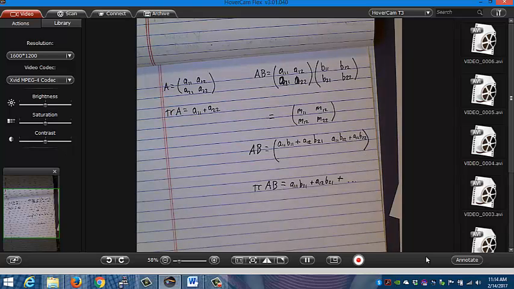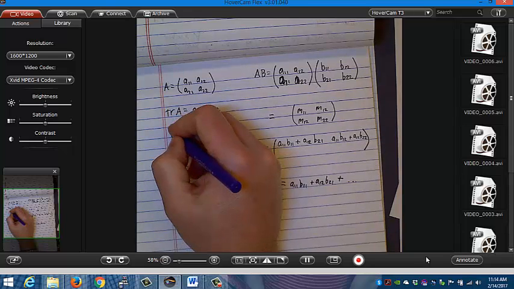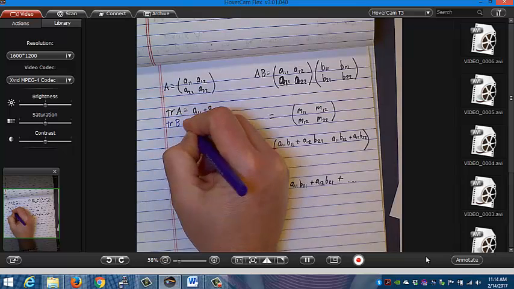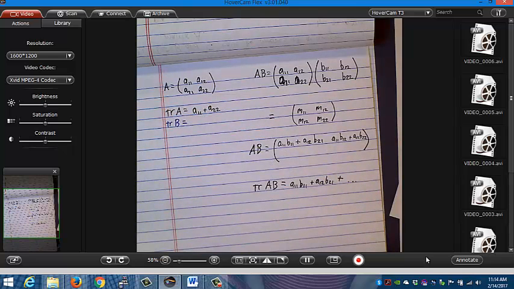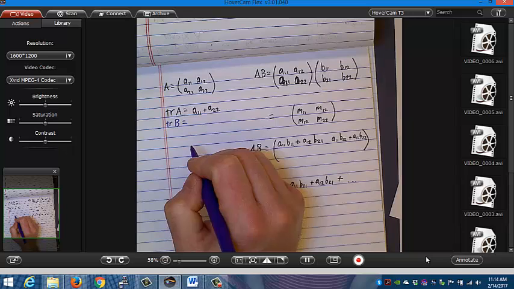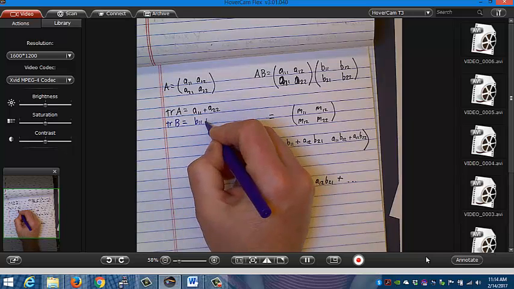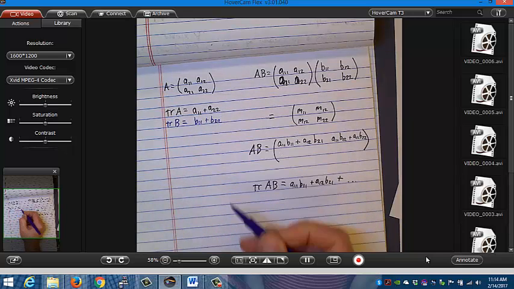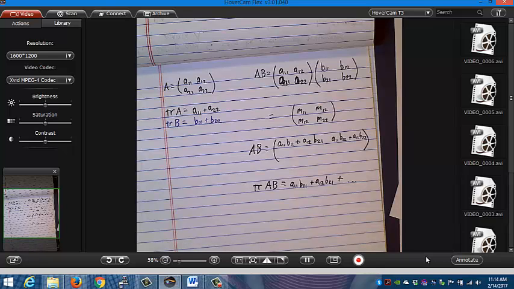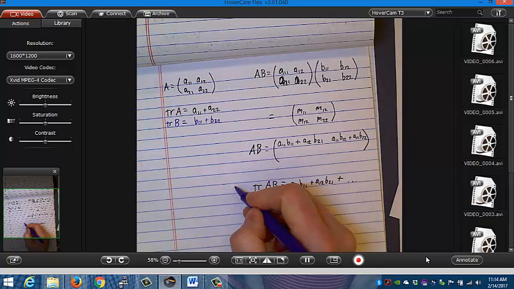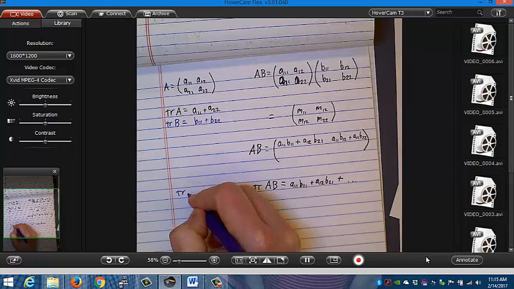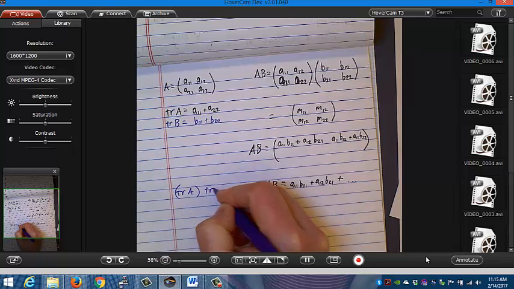we know the trace of B, right? The trace of B is going to be what? I don't even have to write it down. What's it going to be? B11 plus B22. And so now the question is, does the trace of AB equal the trace of A times the trace of B?